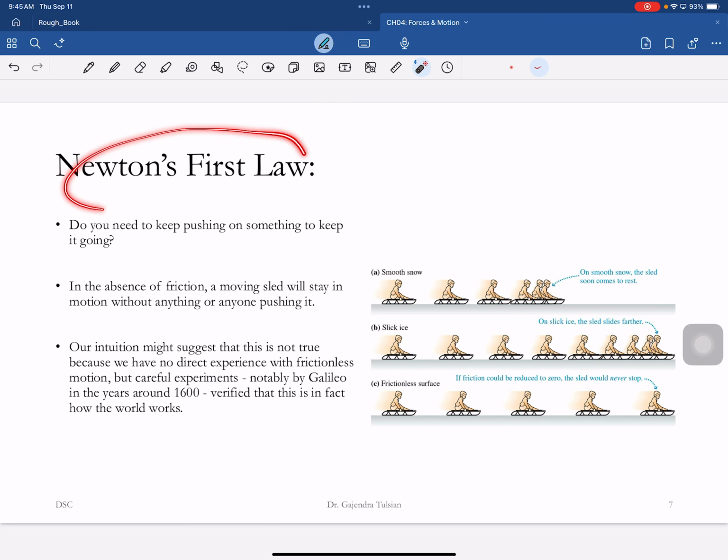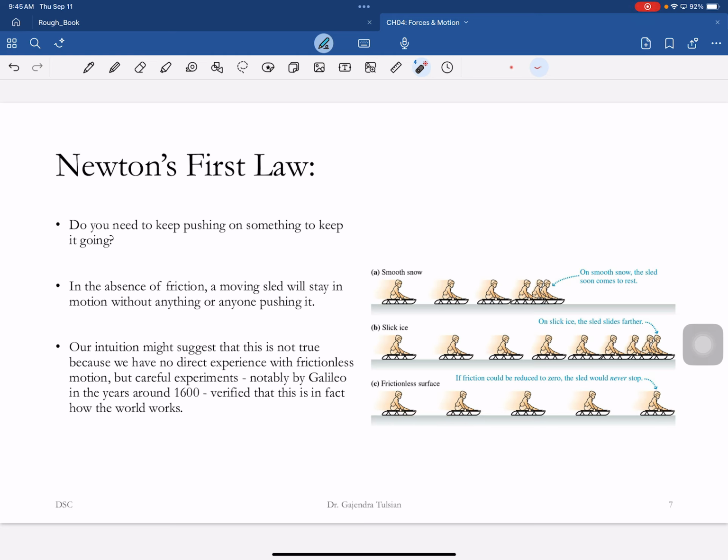Okay, so Newton's first law says, so again, we ask the question, do you need to keep pushing something to keep it going? So for instance, here's a sled on snow. You push the sled and it'll travel a distance and come to rest. On slick ice, it would travel further because the friction is smaller. On a frictionless surface, it would travel forever. It would never stop.